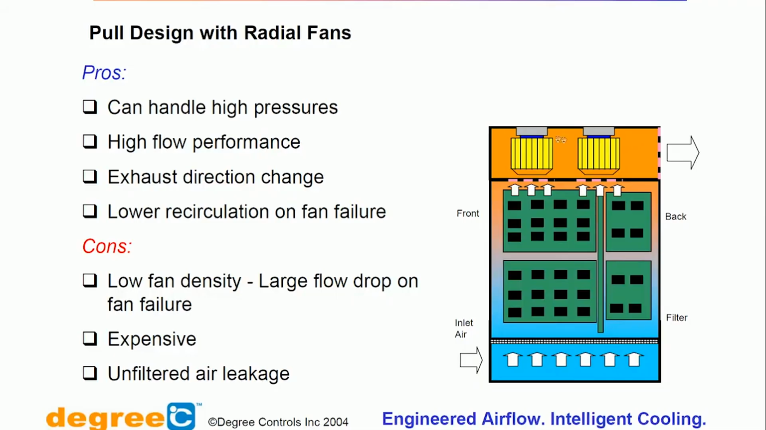So, the inherent advantage of these is that they can handle a higher pressure for the given other parameters. Again, they also take a lot more power, high flow, exhaust direction change. So, it is possible for us to play around with which way it goes. That is what I was telling you about lower recirculation on fan failure. In the unlikely case of fan failure, meaning not a dead fan but one that starts running slow, the chances of things getting circulated inside are poor.